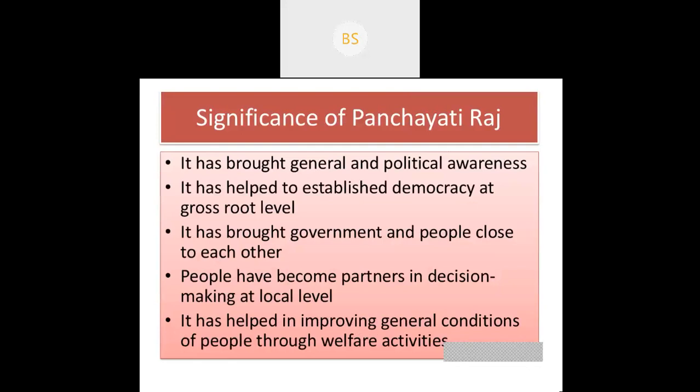Now we will study the significance of Panchayat Raj. Can you tell me what you mean by significance? Anyone can tell me?